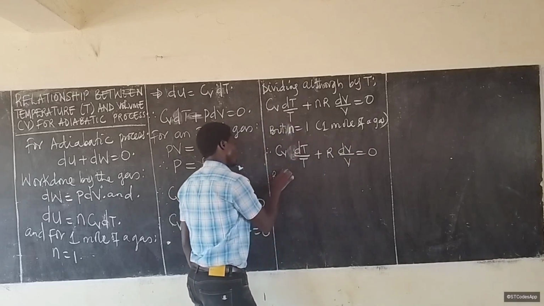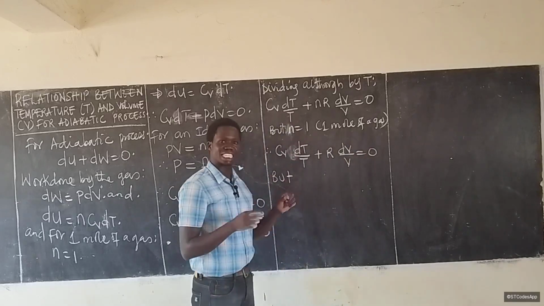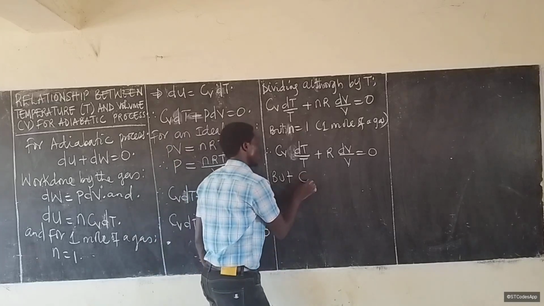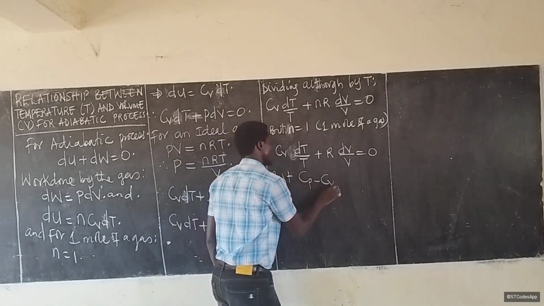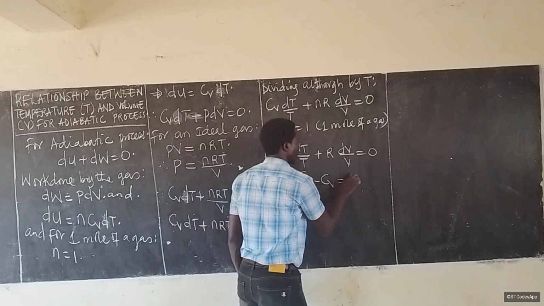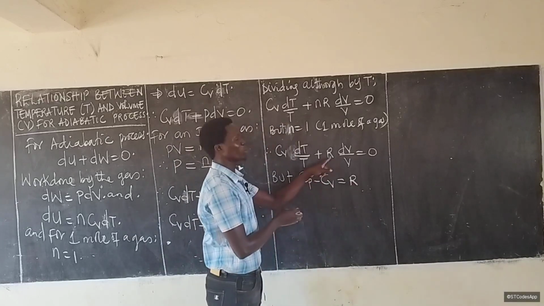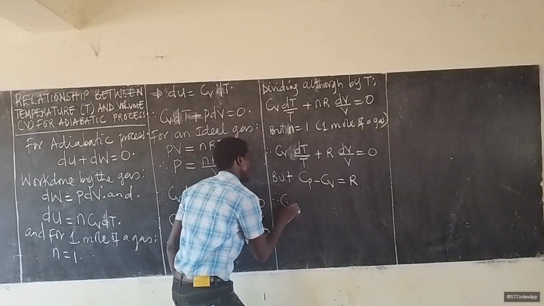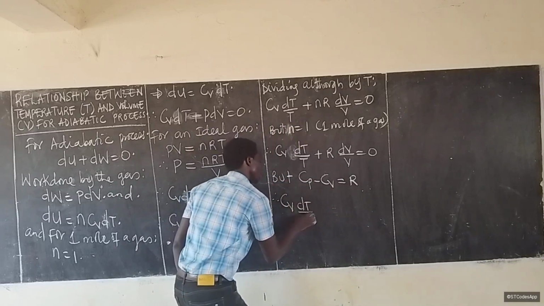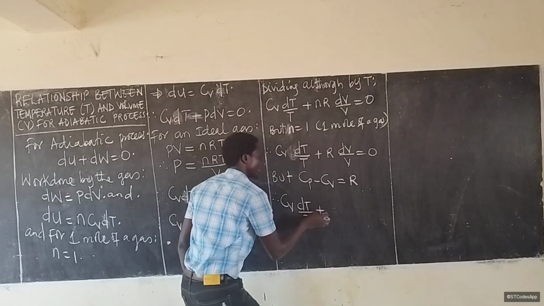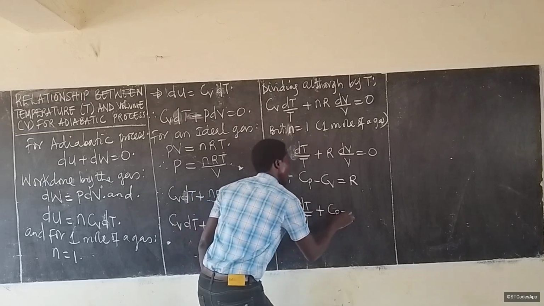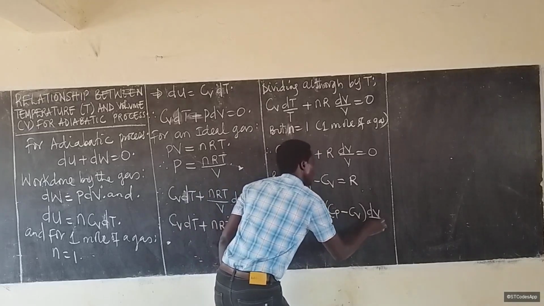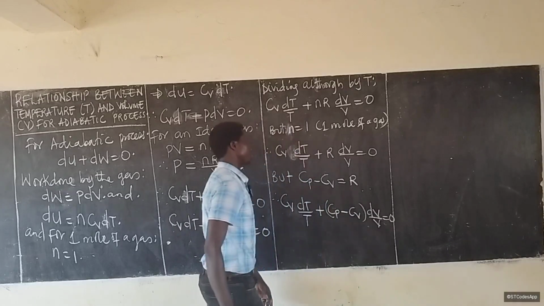But we know the relationship that is linking Cv and Cp. We derived it. We know that Cp minus Cv is equal to R, which is the molar gas constant. And I'm going to replace it here for R. Therefore, I will have Cv dT over T plus (Cp minus Cv) dV over V is equal to 0.